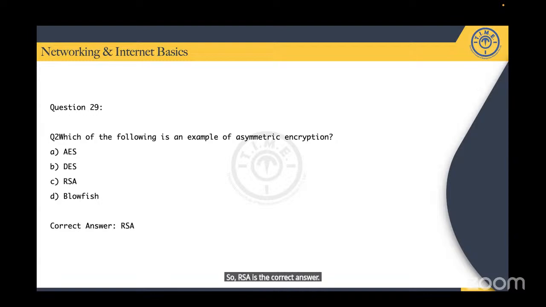The other options, AES, DES, Blowfish, are symmetric algorithms. Only RSA uses two keys, right? So what is meant by symmetric? Same key, right? If the same key is used, that is symmetric. If two keys are used, then it is asymmetric.